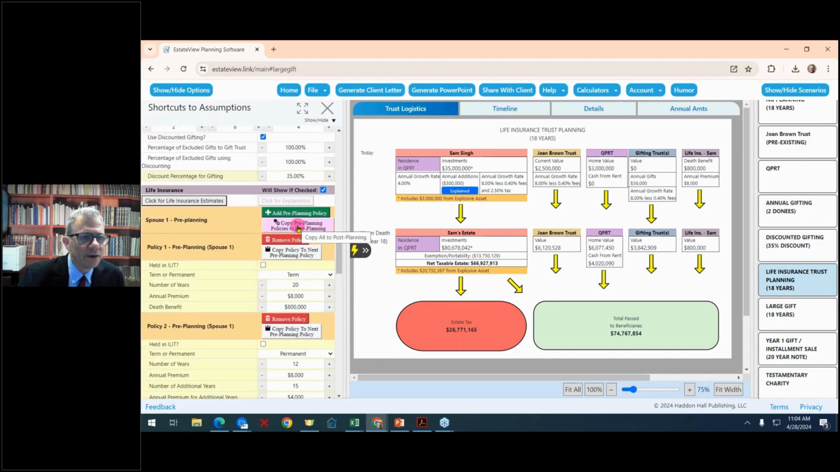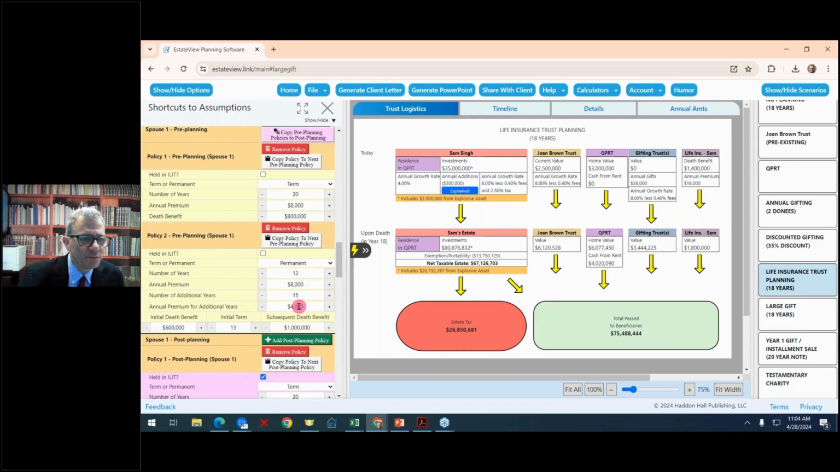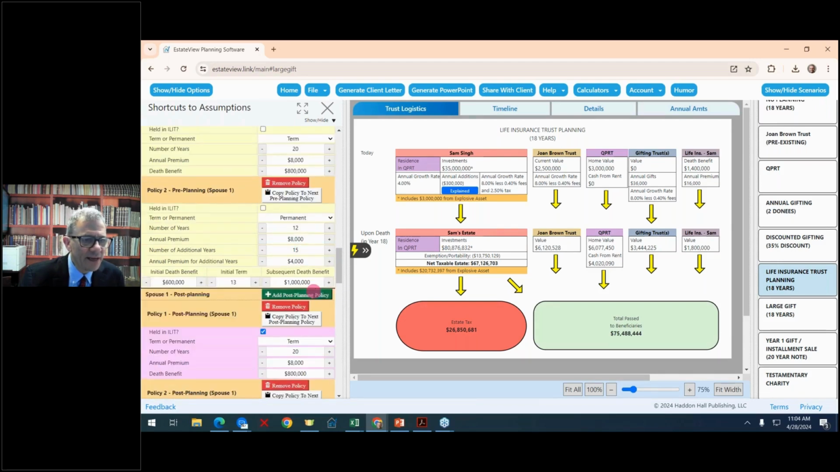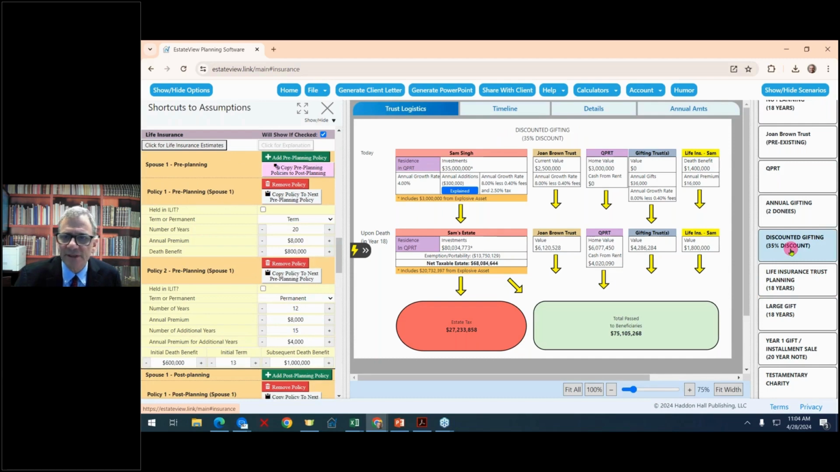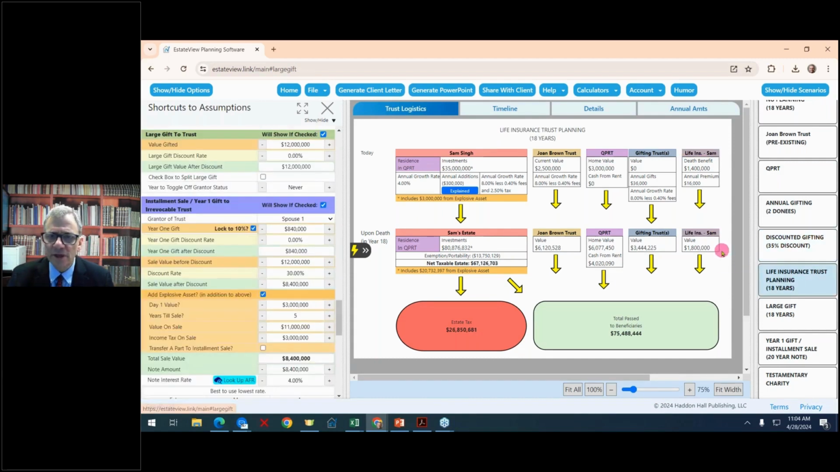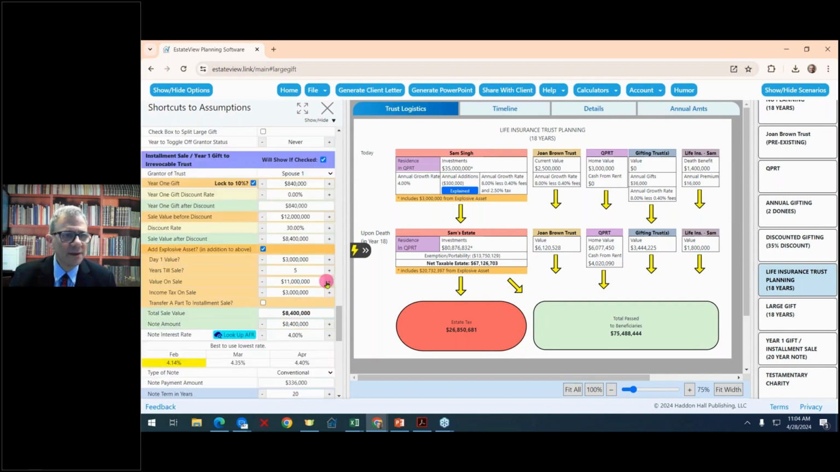by again clicking on copy pre-planning policies to post-planning. Now I've got the pre-planning outside of an eyelet and the post-planning identical permanent policy in the eyelet. And now when I click discounted gifting before life insurance, you see more life insurance. And when I click on life insurance trust, you see it turn purple and a lower estate tax, but again, a lower gifting trust to take that into account.